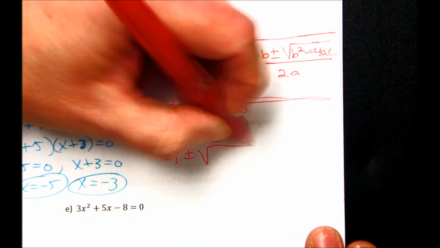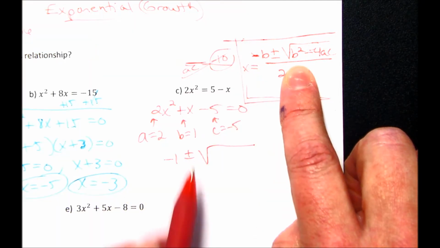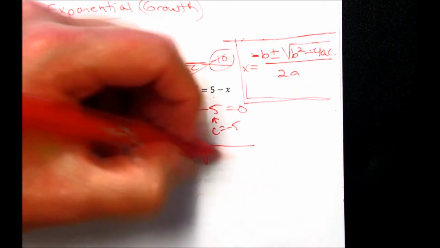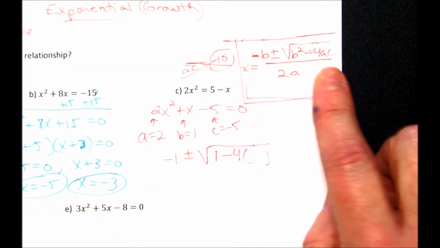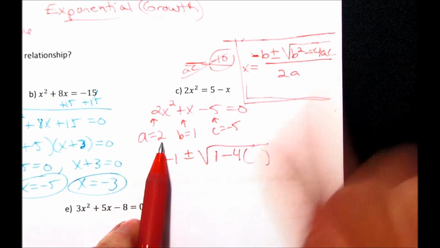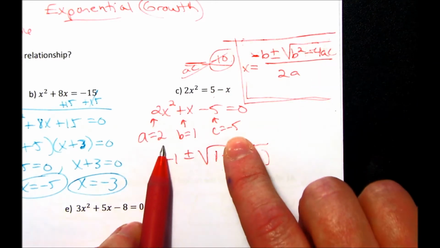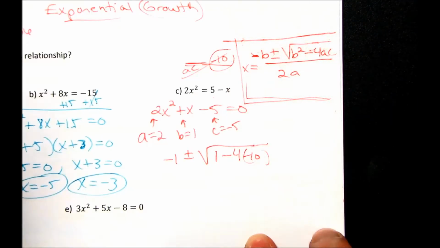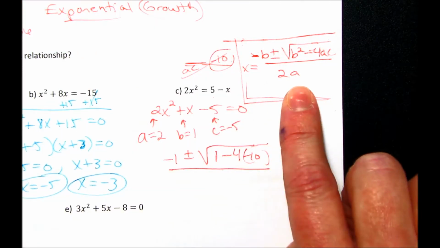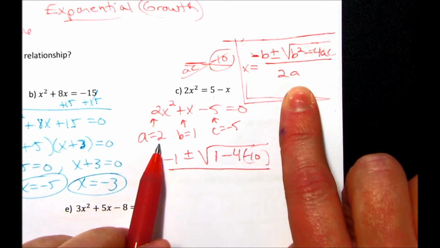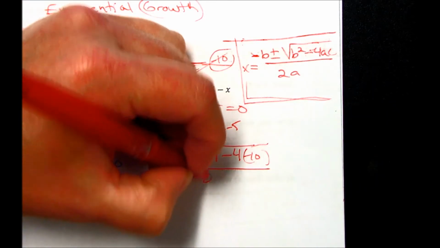Plus or minus the square root. If I take b, or my 1, and square it, I get 1. And then minus 4 times AC. Well, A is 2, C is -5, so if I multiply 4 times 2 times -5, I get -40. And then that whole thing is over 2A. So if A is 2, 2 times 2 would be 4.